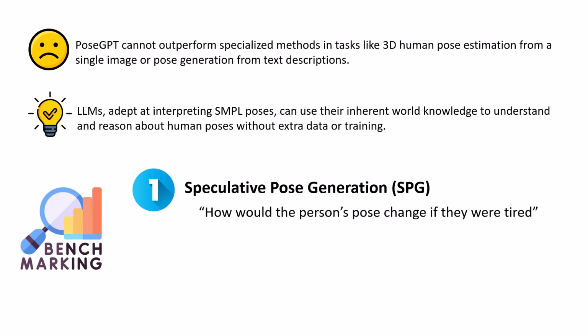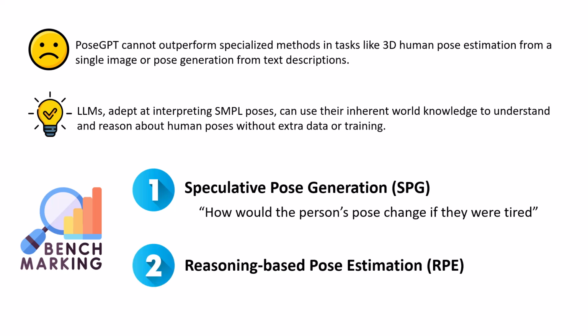And another benchmark is reasoning-based pose estimation, or RPE, where we can ask it questions like, what are the poses of all people wearing glasses? So the model, in addition to paying attention to people, can now pay attention to the background and some facial features or behaviors specific to the person, and give a specific output belonging to that person of interest.